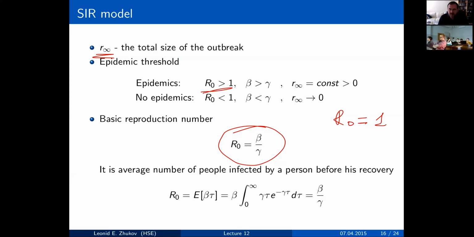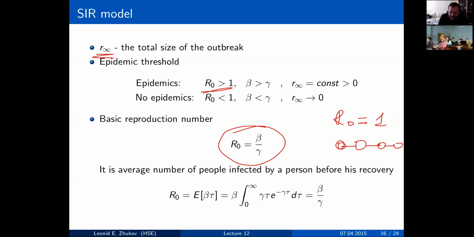Now, there exists a very important interpretation of this basic reproduction number. The reason it's called the basic reproduction number is the following. It's actually equal to the average number of people infected by a person before his or her recovery. Now, let's just think about it. If, on average, every person infects only one person before he recovers himself, then it is very clear that you're not going to get an epidemic. The total number of infected people as a function of time will pretty much on average stay constant. If we had one infected person, we'll have one infected person.